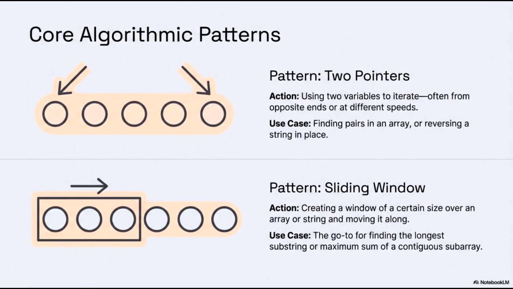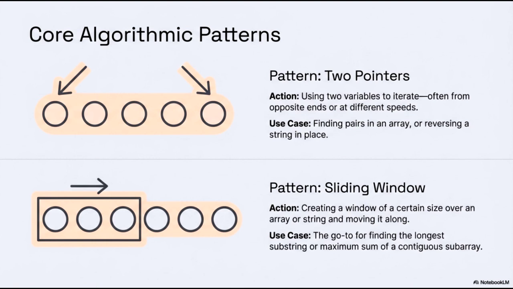Core algorithmic patterns provide a structured way to approach and solve programming challenges efficiently. On this slide, we examine two fundamental techniques. First is the two-pointers pattern. This strategy employs two variables to iterate through a data structure, typically from opposite ends moving inward or by moving at different speeds. It is a highly effective method for finding pairs in a sorted array or reversing a string in place, allowing us to process data with minimal overhead.